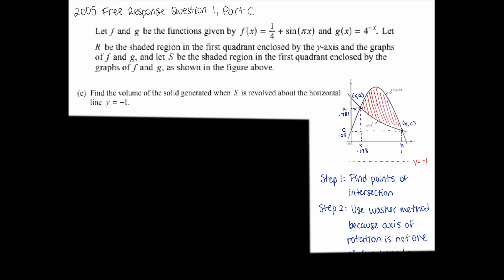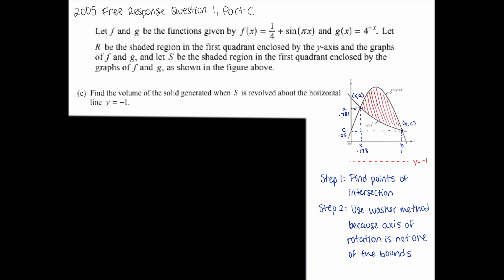In this problem, the region which we are paying attention to is not bounded by any axis. That means we must use the washer method. Step 1 is to find the points of intersection. That way we can find out where this area starts and ends. Using our calculator, we found out that the area starts at (0.178, 0.781) and ends at (1, 0.25).